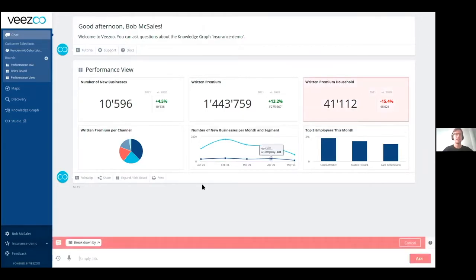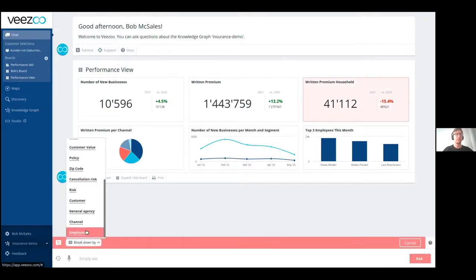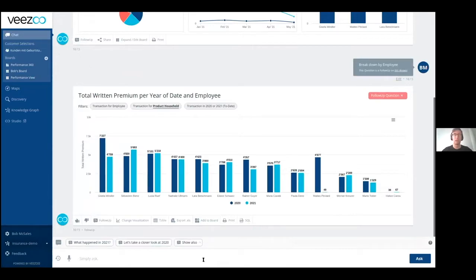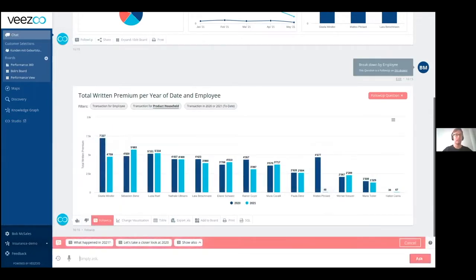So let's take a look at this, and let's first break down by employee, right? So it's not just about asking questions. You can also interact with clicks to make it the most intuitive way. So you see here now, compared to the previous year, 2021 compared to 2020, how this written premium with household was for each employee. And we see here, okay, there's this guy, Mateo, last year 4,600. This year is 49. Okay, now let's take a look at Mateo a bit further, right? So we're going to follow up on that.